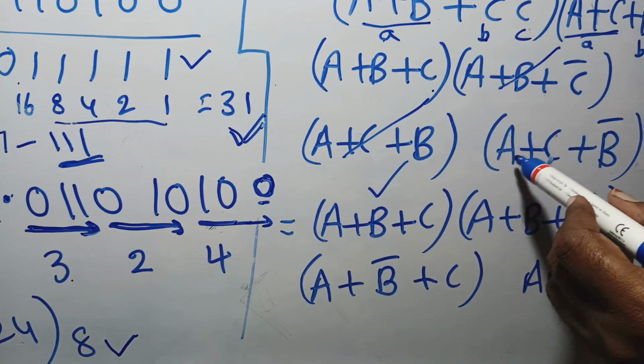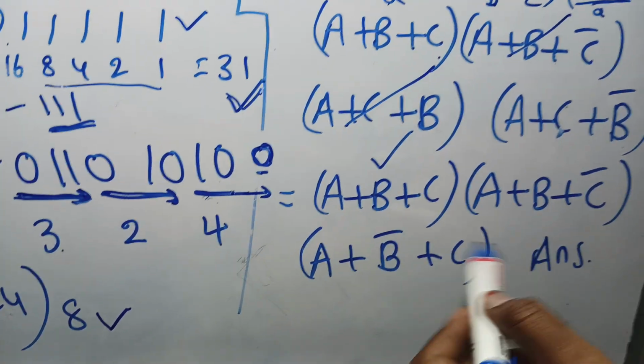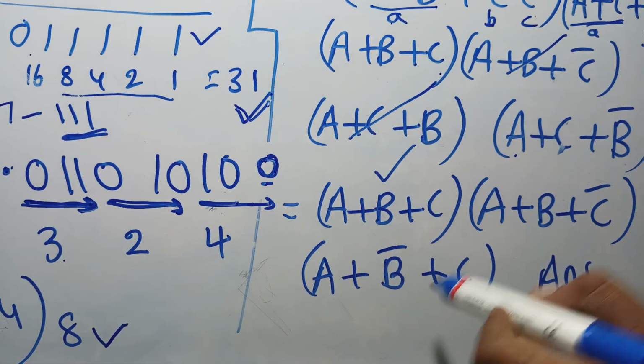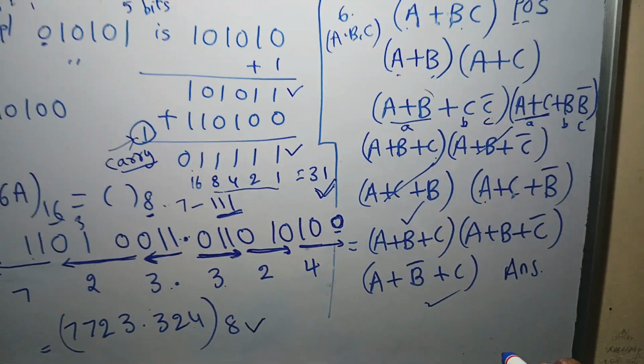Then remaining is, in ABC order, A plus B bar plus C. This is the final expression. Only three terms are the final POS terms.